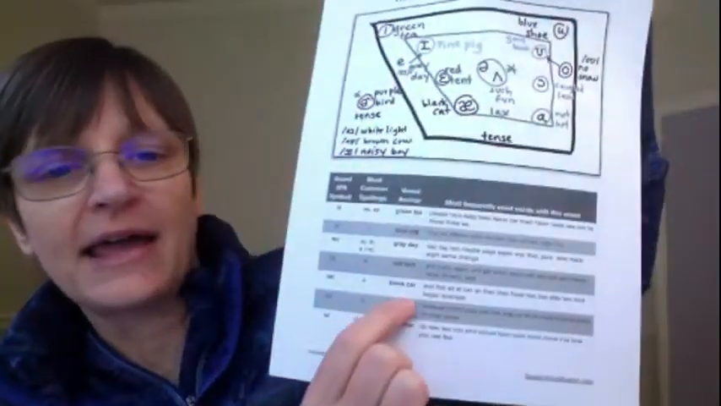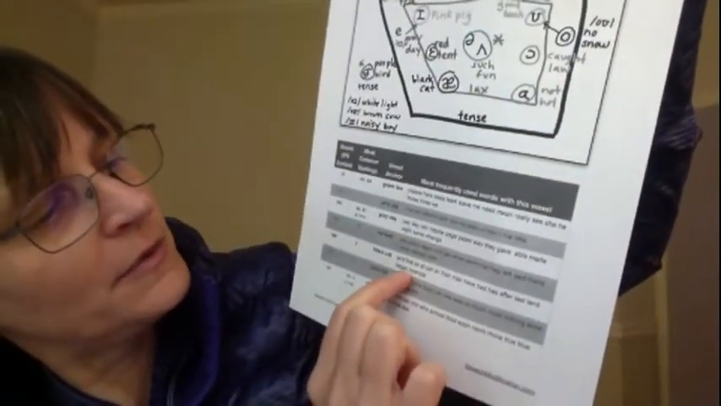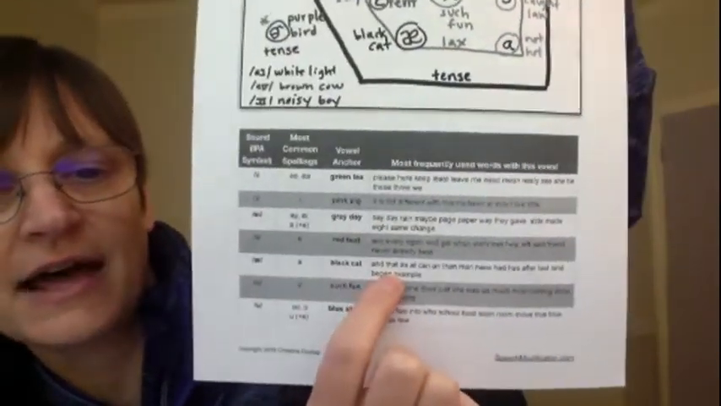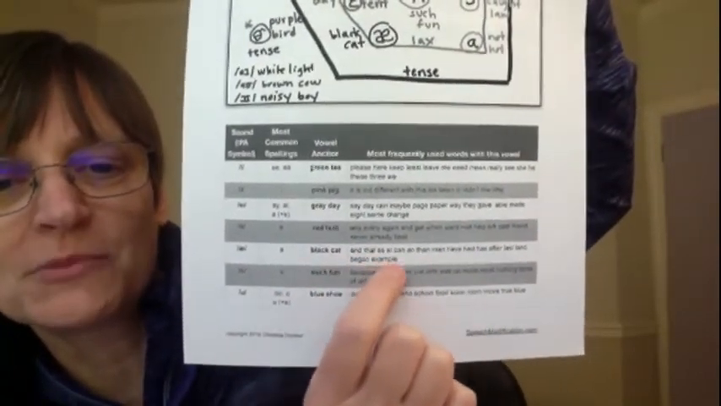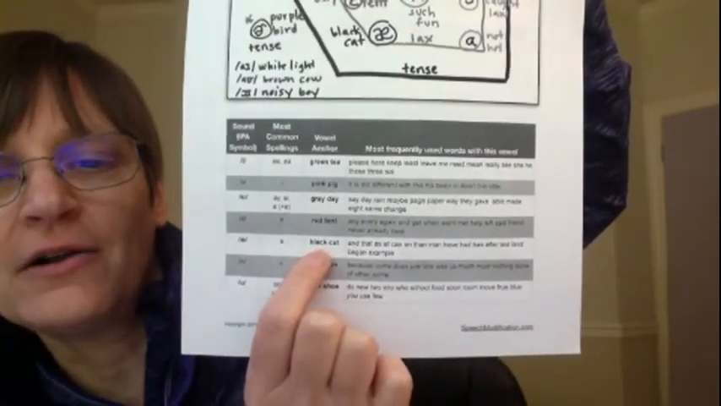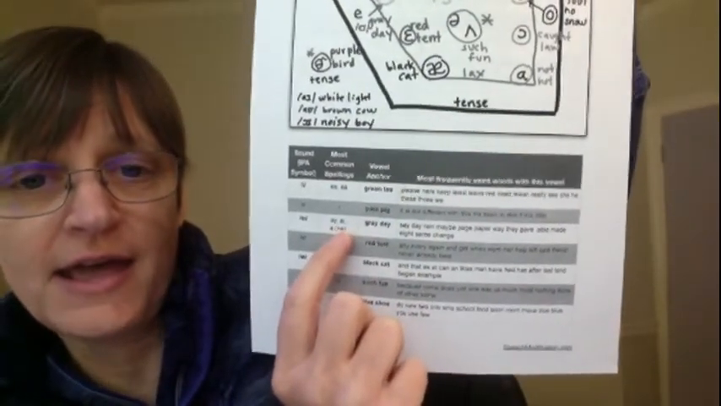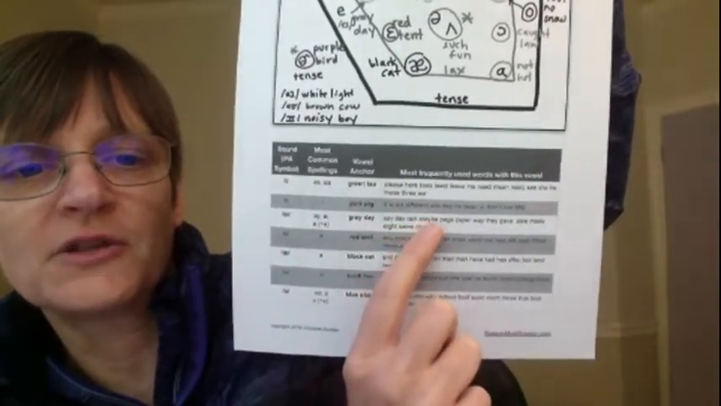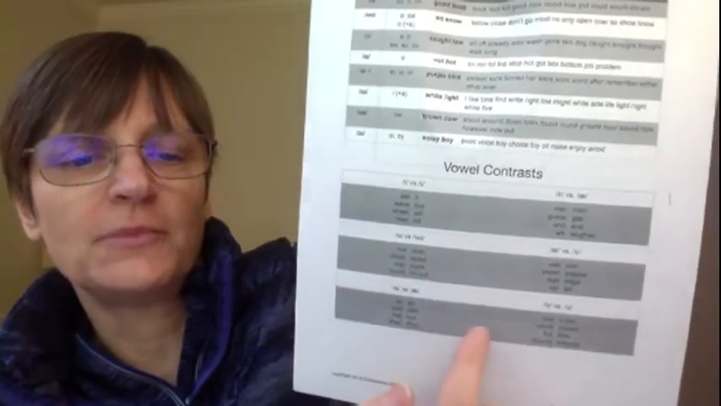So if we look at, for example, the a vowel, the black cat vowel that we were just talking about, we can see that it's typically spelled with letter A, and that common words that have a are and, that, as, can, etc. This gives me a good starting point for words I should be practicing and associating with this a vowel and the black cat sound. Or I can look at A, the gray day vowel, and see that it's typically spelled with just letter A or with AY or AI, and here are the most common words that have the A vowel. So this is a great resource for getting oriented to all of the vowel sounds, and to hearing vowel contrasts where you might be making errors.